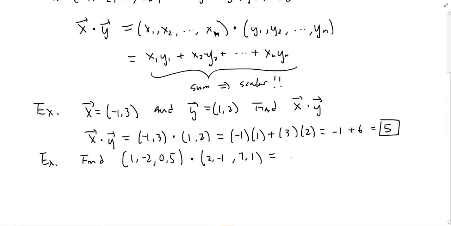So if I do multiply this correctly, it will basically just be 1 times 2, which is 2, plus -2 times -1, which is 2, plus 0 times 7, which is 0, plus 1 times 5, which is 5. So that comes out to be 9.